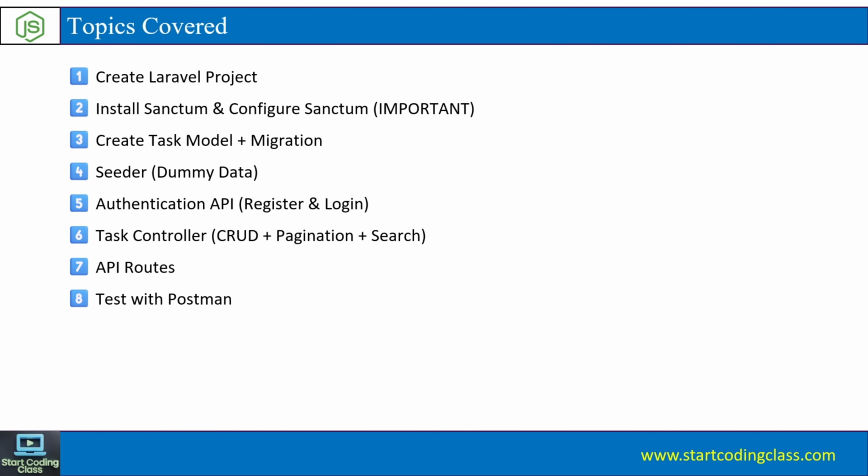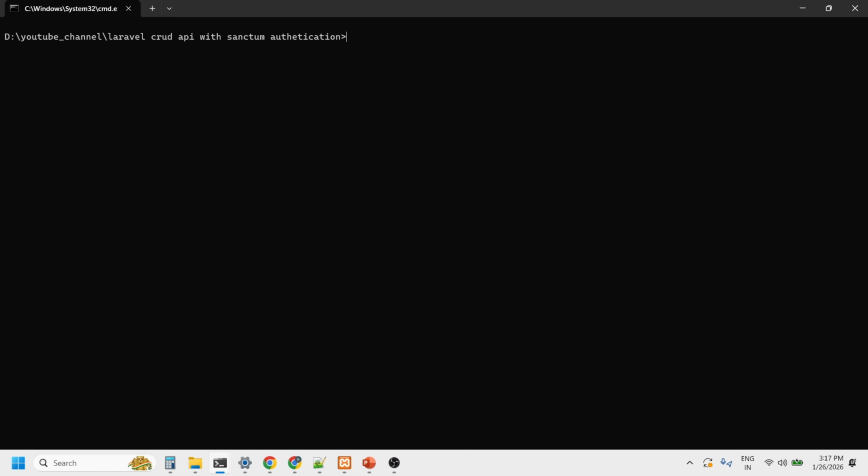By the end of this series, you will learn how to create a RESTful API in Laravel with the help of Sanctum authentication. Now we are going to go into VS Code and install the Laravel project on our local system. So now we are going to install our Laravel project. We just write laravel new and the folder name, task-manager-api. The Laravel application will be installed inside this folder.